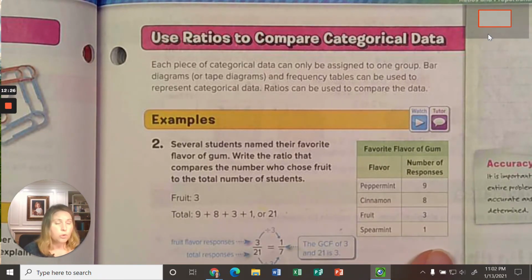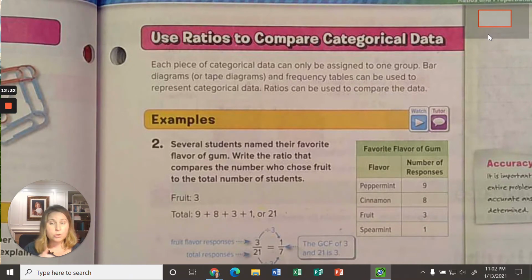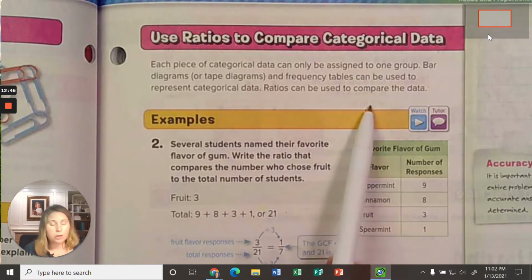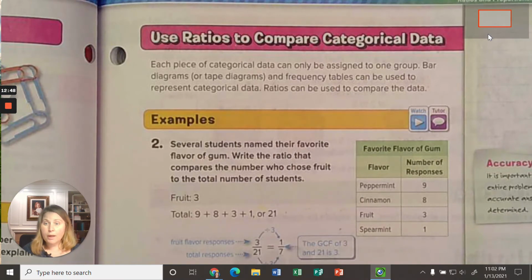So categorical data, though, is a little different. Categorical data is either A or B or C. There is no overlap. If it's A, it's not B or C. If it's B, it's not A or C. If it's C, it's not A or B. So it has to belong in one of the distinct groups. There is no overlap. So ratios can be used to compare data that is categorical as well.